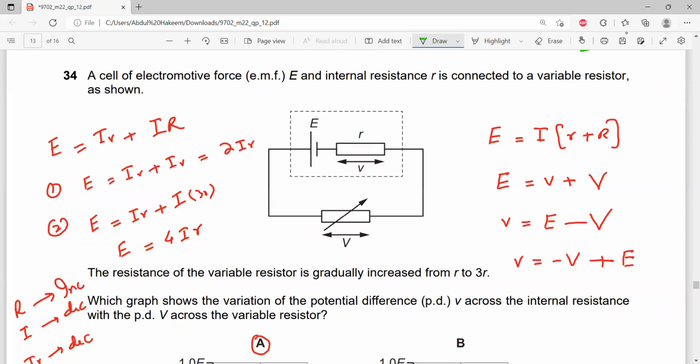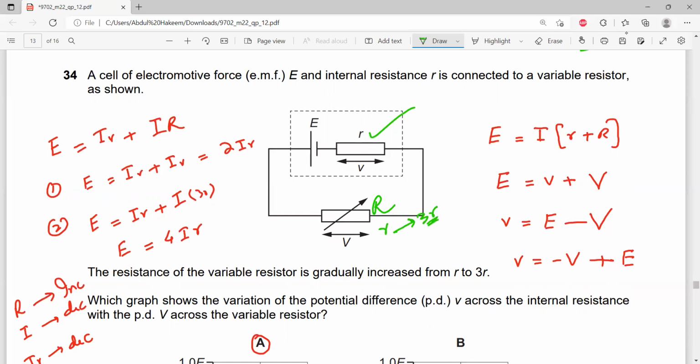Now this is 34. A cell of EMF E and internal resistance R is connected to a variable resistor. This is the internal resistance, and this is the external resistance. The resistance of the variable resistor is gradually increased from R to 3R, meaning this variable resistance changes from R to 3R.